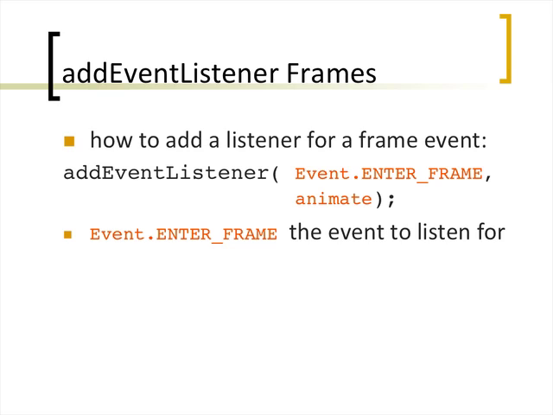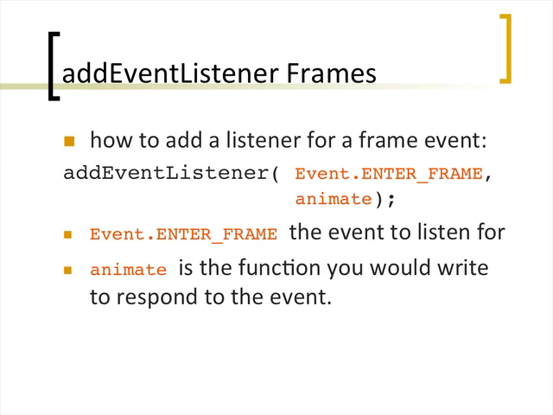So here, Event.ENTER_FRAME is the event I'm listening for. And in this particular example, because it's often used for animation, the function I'm going to write, or that I've already written, I've called animate. Obviously, you can call the function anything you want that makes sense to you in terms of what you're doing. So in this example, animate is the function that you would write that will be called in response to that event.